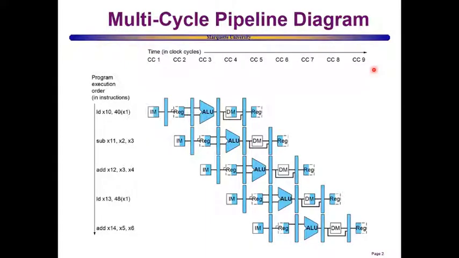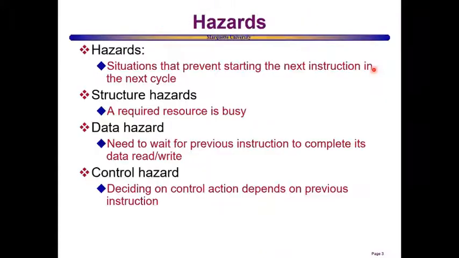Now, if you operate the pipeline that way, there may be some possible problems, and these issues in implementing pipelining are what we call hazards. There are 3 types of hazards. Structure hazards, when a required resource is busy.